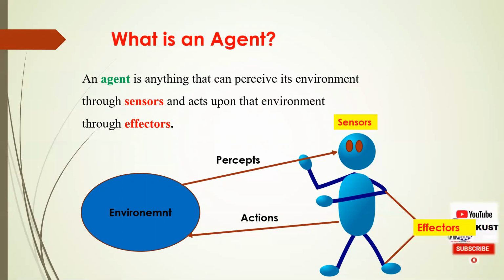A robotic agent has cameras and infrared range finders as sensors and various motors and actuators as effectors. Similarly, we can say a software agent or softbot has encoded bit strings as its programs and actions. So the code in the softbot acts like a sensor and the display screen of that softbot acts as an effector.